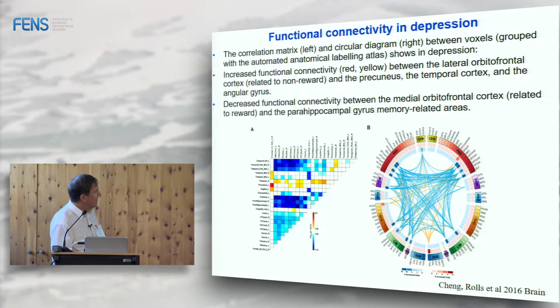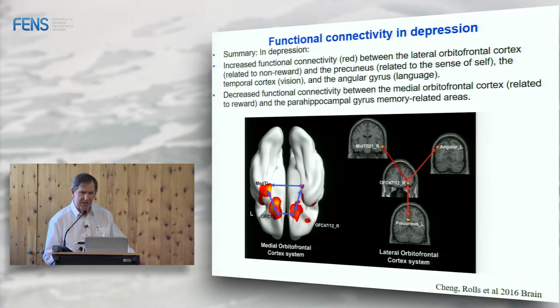We then make these correlation matrices. These are brain regions, and we can say that there's decreased connectivity here between, for example, parahippocampal gyrus, in blue, and medial orbitofrontal cortex. And if we look at lateral orbitofrontal cortex in this column, it has increased functional connectivity with precuneus, angular gyrus, and the inferior temporal cortex. So here's a summary. What we discovered is that depressed people have decreased functional connectivity, decreased correlations, between the medial orbitofrontal cortex reward pleasure system and the medial temporal lobe memory system. What does that mean?